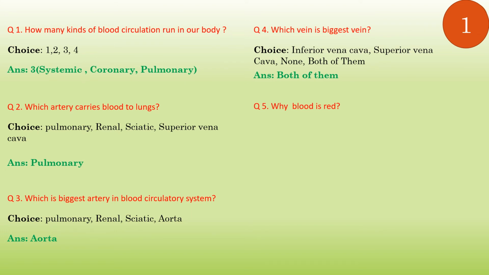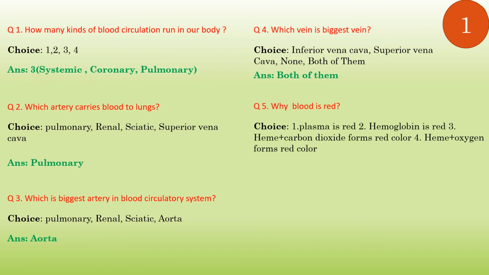Next question, why blood is red? It is very tricky question. Most of the people, they end up in writing wrong answer. Plasma is red, hemoglobin is red, heme plus carbon dioxide forms a red color, heme plus oxygen forms a red color. Most of the people, they will write answer 2, which is hemoglobin is red, but the answer is 4.